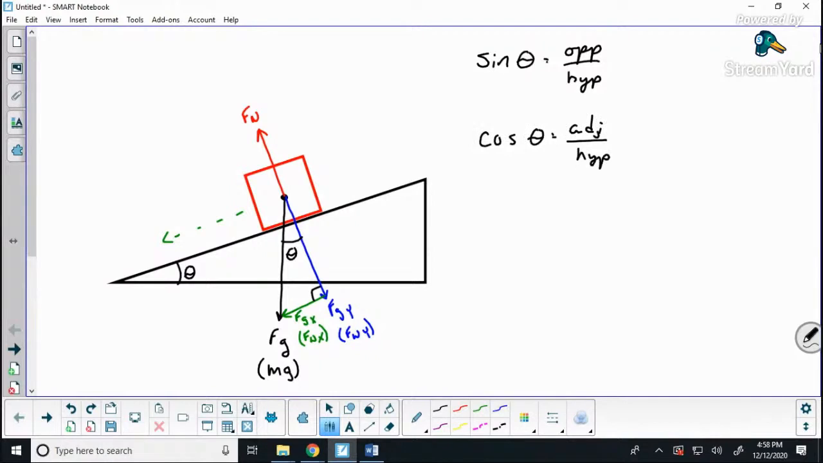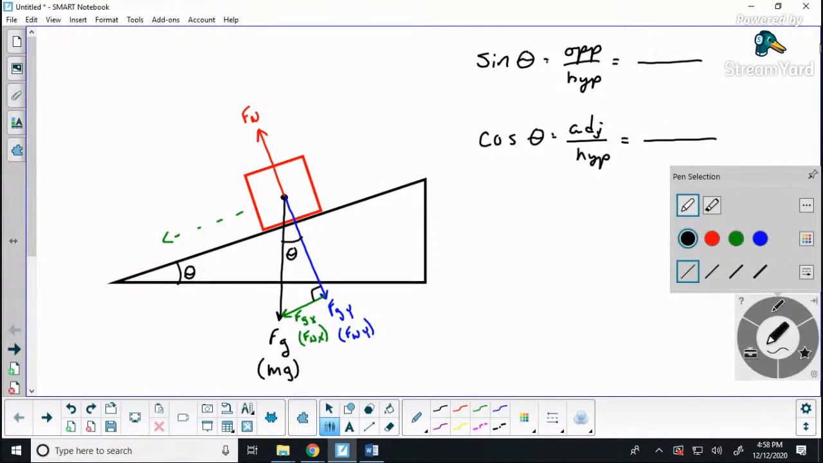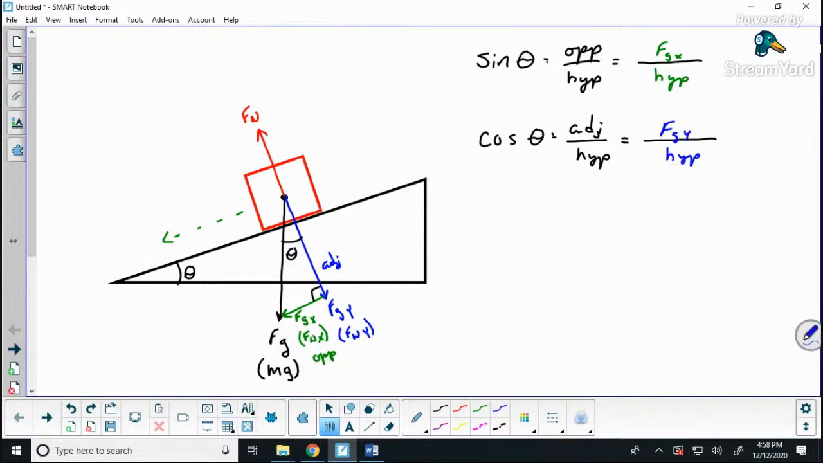Well, our hypotenuse is that force of gravity, or mg. So what I can do is further explore these equations and think about, okay, well, my side opposite is that force of gravity in the x. So therefore, force gravity in the x, or force normal in the x, over the hypotenuse. And when I'm looking at force of gravity or force normal in the y, that is my adjacent side. So I can set this up, force of gravity or force normal in the y over the hypotenuse. And that will let me rearrange and solve for the components of that force.